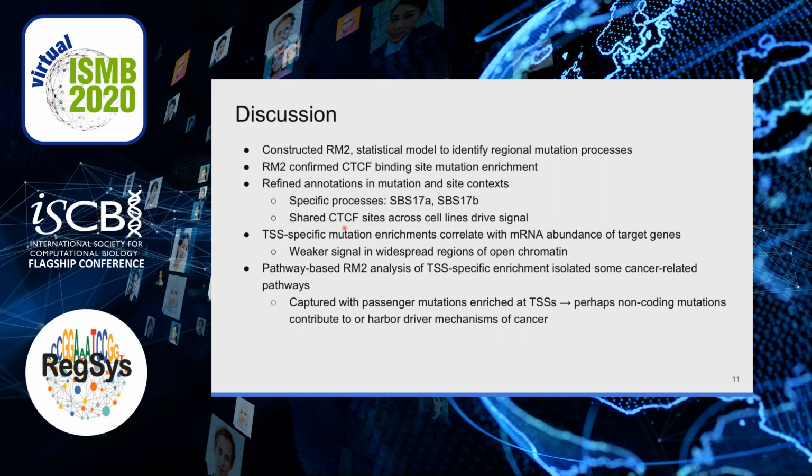Switching gears, we showed that transcription start site specific mutation enrichments correlate with mRNA abundance of target genes. However, the signal is much weaker or even lost in widespread regions of open chromatin. And then finally, a pathway-based analysis of transcription start site specific enrichments isolated some cancer-related pathways. And again, this was captured largely with passenger mutations enriched at transcription start sites, suggesting perhaps these non-coding mutations contribute to or even harbor some driver mechanisms of cancer.